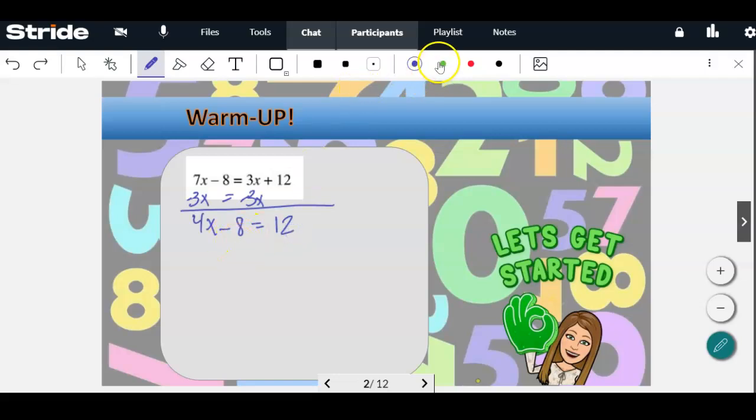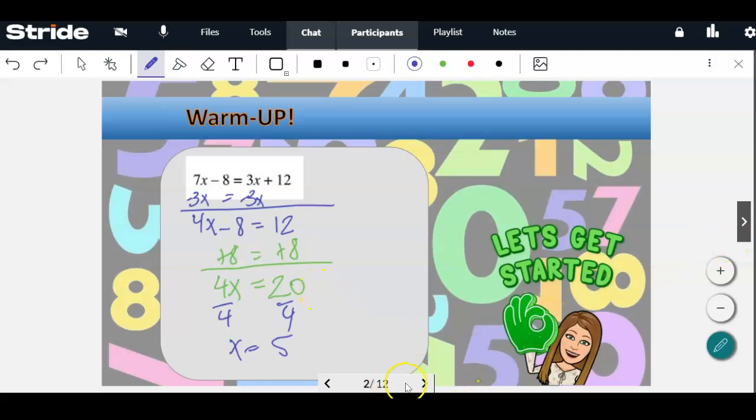So minus 8, the opposite is to add 8 to both sides. Then I'm just left with 4x on the left, and then 12 plus 8 is 20. And we're going to divide by 4. So x is 5.